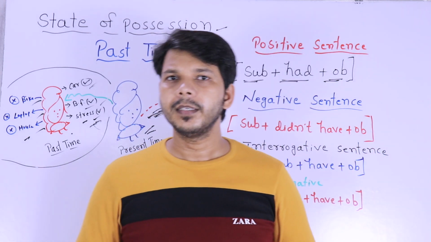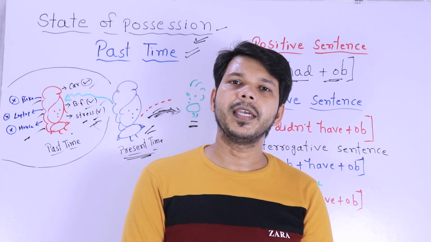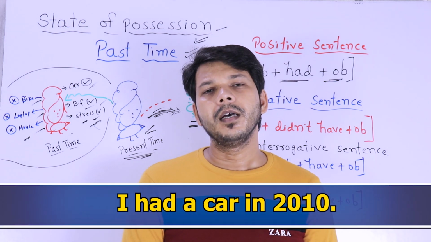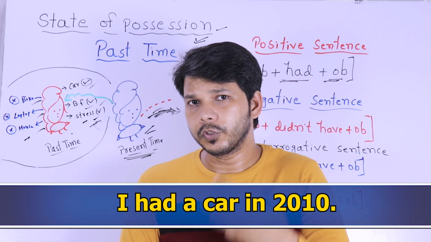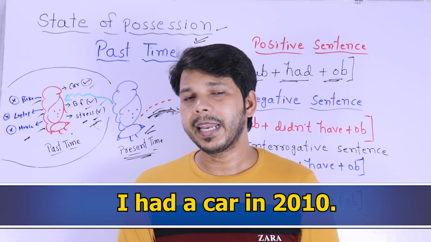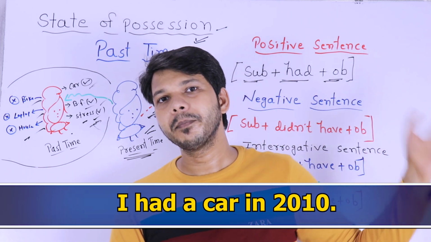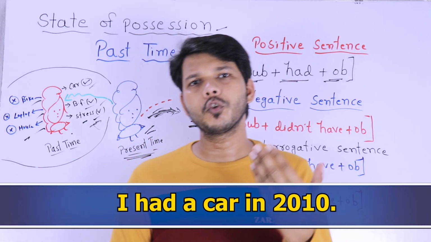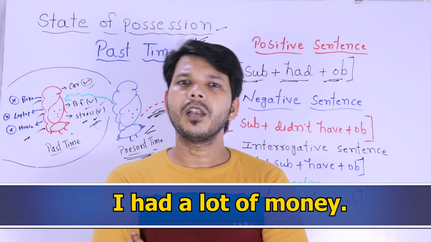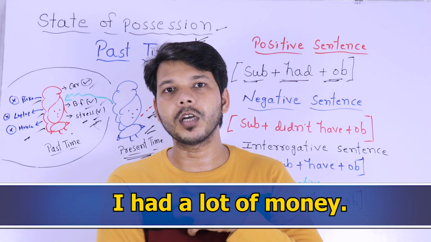So if I say about my past time possession, I can say that okay, I had a car in 2010. If I say like that, 2010 is the past time and I am putting had, it shows that something I had in past. Okay. If I want, I can show the time. If I don't want, I cannot show the time. If I say that, okay, I had a lot of money, it also shows that I'm talking about past.